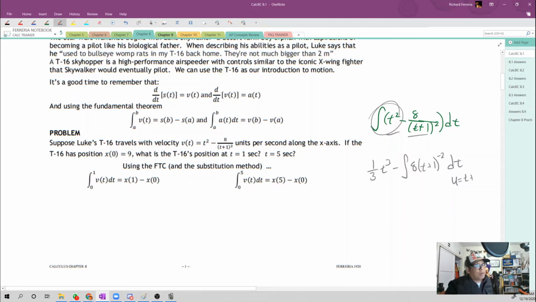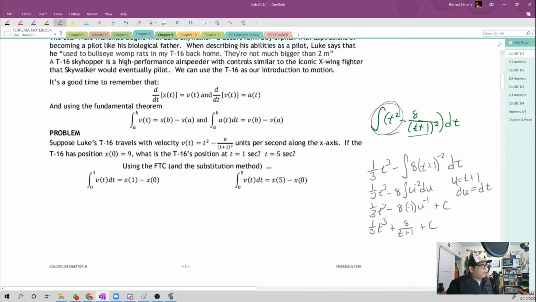Coming from where we just came from, you're probably thinking about using partial fractions here. But remember, partial fractions shouldn't be used unless you really need to, and there's no reason to use partial fractions in this one, since the u substitution is pretty clean. So we got 1/3 t cubed minus 8 times the integral of u to the negative 2 power, and dt is the same thing as du. So we got 1/3 t cubed minus 8 multiplied by negative 1 multiplied by u to the negative 1 power plus my constant. All of that gets us 1/3 t cubed plus 8 over (t plus 1) plus a constant.